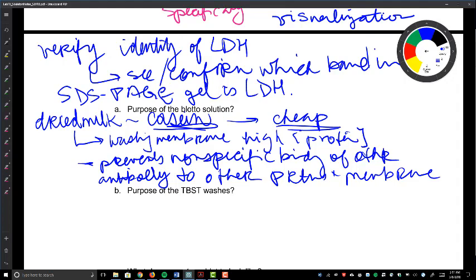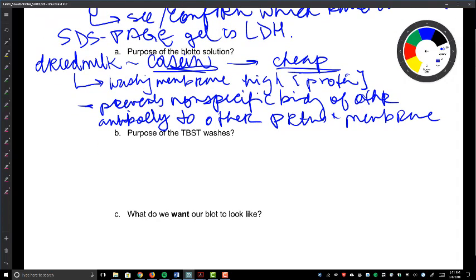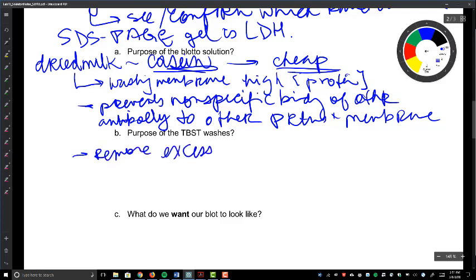So after you've done the Blotto solution at the beginning, and after the antibody, after any time you put a protein on the membrane, you wash with TBST. The purpose of TBST is to remove excess Blotto solution, and also later to remove excess primary and then secondary antibody.